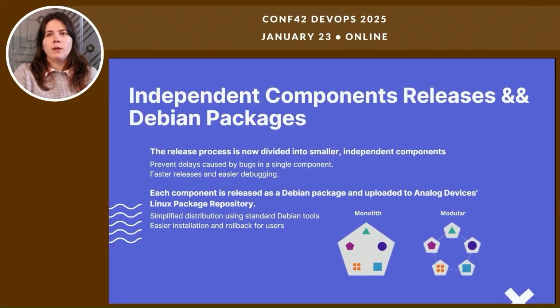Next, we moved away from a monolithic release process and separated the entire release into smaller, independent components. In the past, everything was bundled together, and a bug in one area could delay the entire release. Now, components like software tools, libraries, and boot files are managed independently. By breaking down the release this way, we've eliminated unnecessary interdependencies. Each component can be developed, tested, and released on its own schedule, leading to faster iteration and reduced risk.